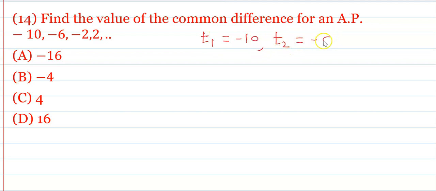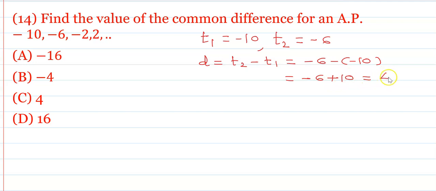T2 is minus 6. And therefore, the common difference D means T2 minus T1. T2 is minus 6 minus in bracket minus 10, and minus and minus will become plus, and therefore you will get minus 6 plus 10, that is equal to 4. This is D. D is equal to 4. Therefore option C is the correct one. While writing the answer, this is the sub question and C is the answer. These types of questions are asked as multiple choice in the board exam.